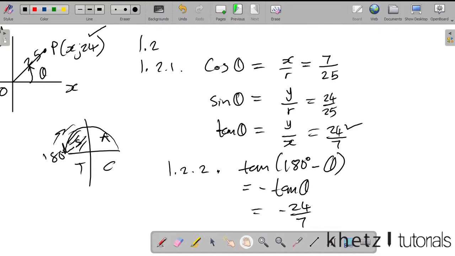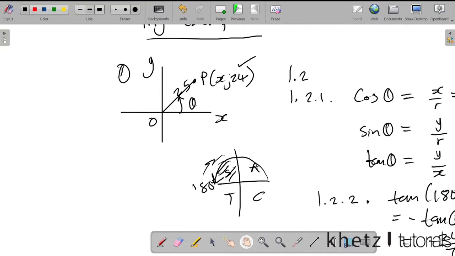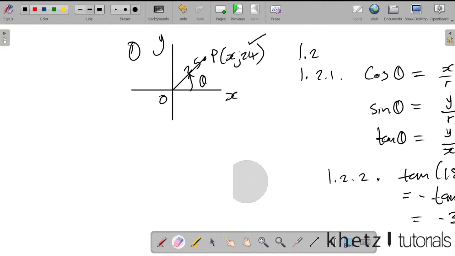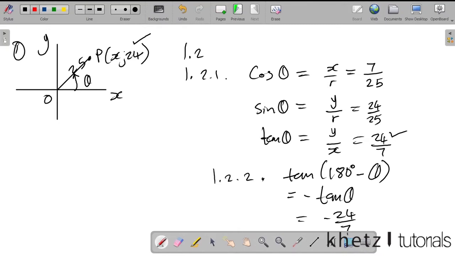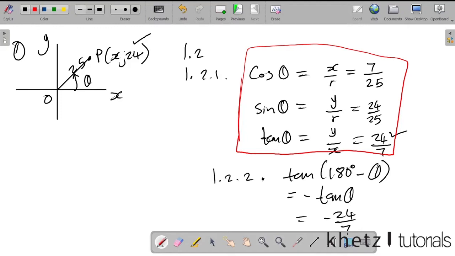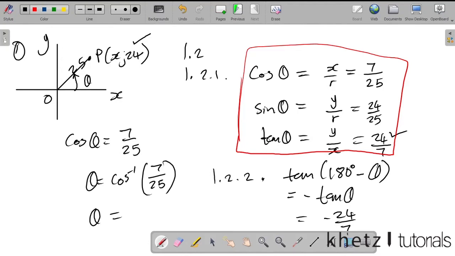Now the final question with regards to this diagram is asking us to find the value of theta. How can we do that? We basically just take any of the trig functions which we have over here and do the inverse of those. Let's take the first one, for instance. Cosine of theta is equal to 7 divided by 25. Therefore, theta will be equal to the inverse cosine, and you should get a value of 73.74 degrees as your answer.